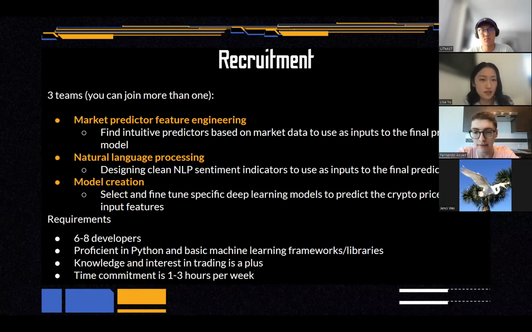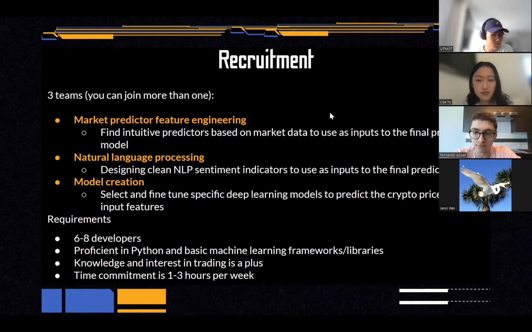So we're looking for a large number of developers, especially because we have two different foci of the project. So maybe 6 to 8 developers. We would like them to be proficient in Python because most of the project is built in Python, and in basic machine learning frameworks and libraries, for instance Scikit-Learn and PyTorch. We'll also preferably be looking for developers that have an interest in trading. That would be great, and the time commitment would be around 1 to 3 hours per week.